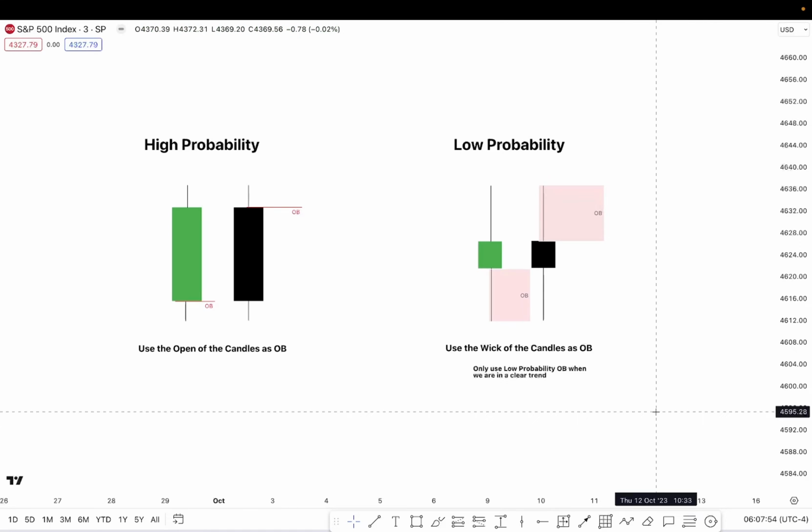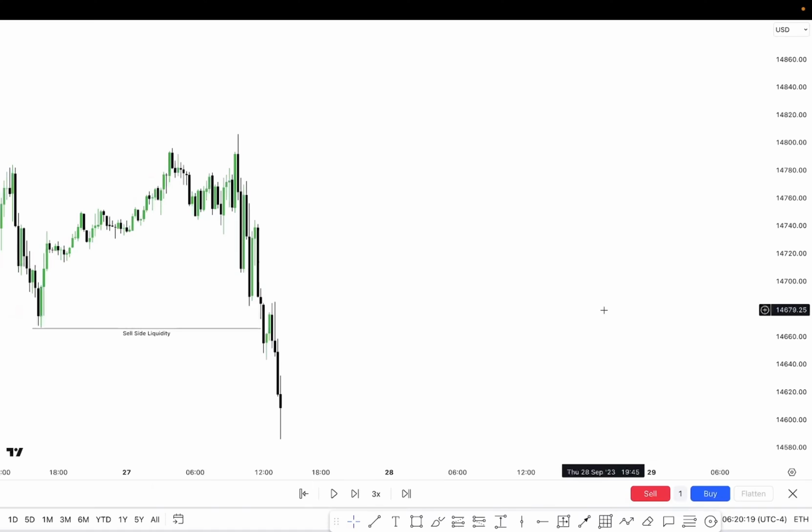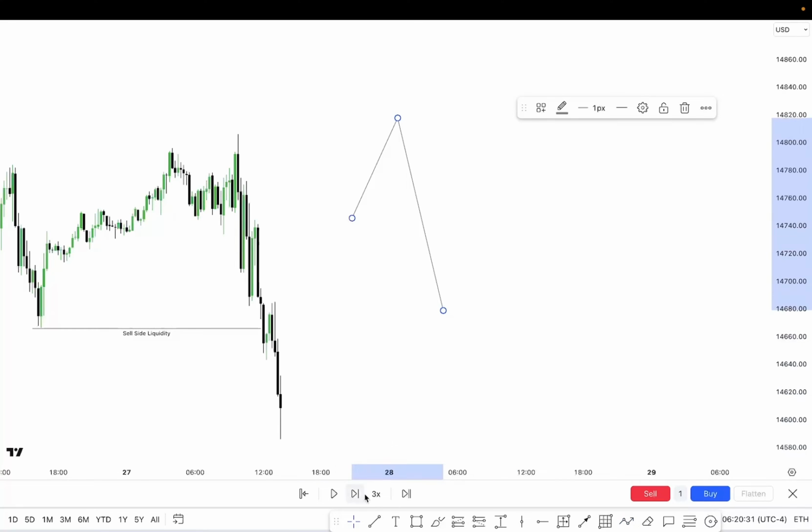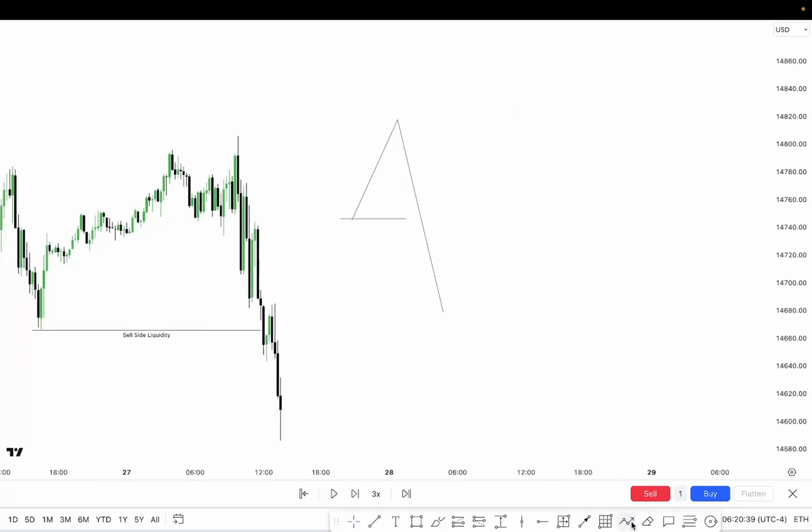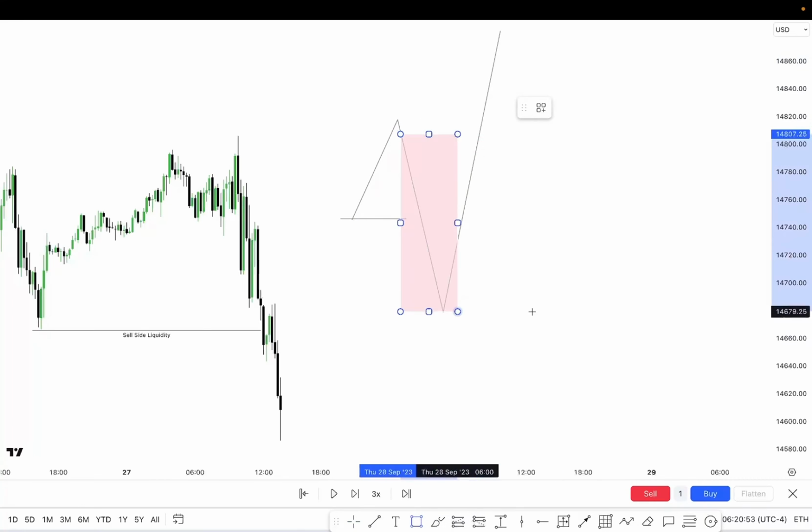Now you have an understanding of market structure and how to find order blocks and also when to use order blocks. Let's get down to the charts and look at some examples. In this first example, we're going to take a look at a bullish order block. And as we know, for a bullish order block, the first thing is it's going to sweep a low, so sell side liquidity will be taken.